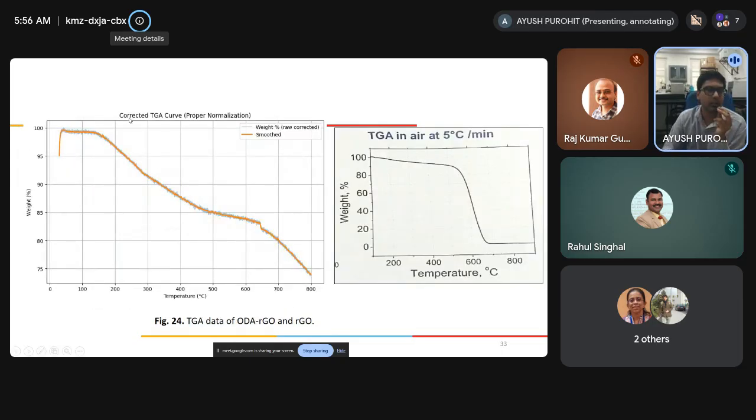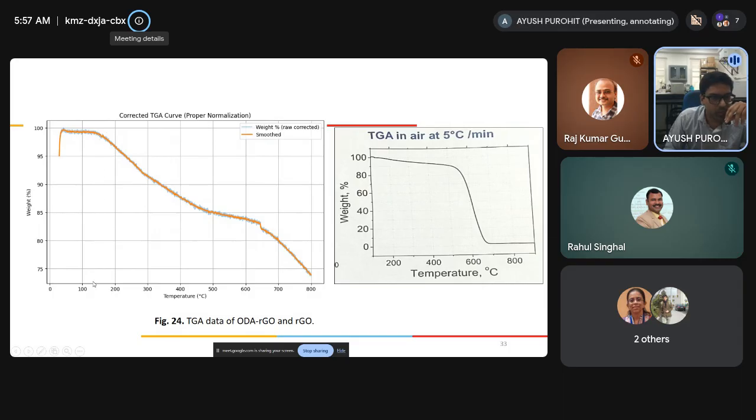This is the TGA curve, where on the right-hand side, the reduced graphene has a property that it can remain constant at a temperature of 400, 500 or 550. But here we can see that as the temperature increases, the weight is breaking.